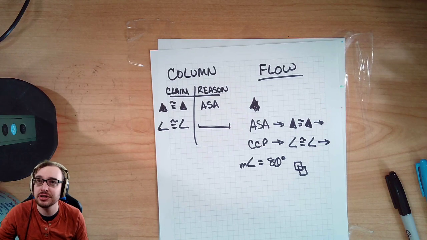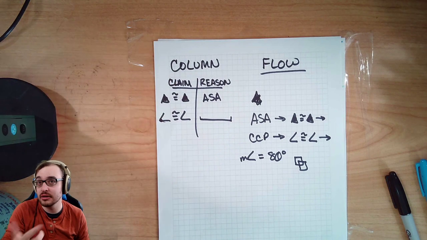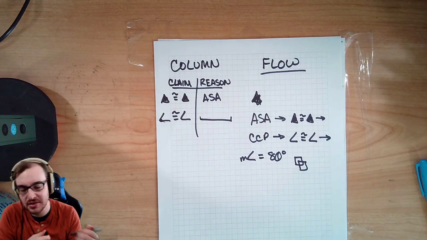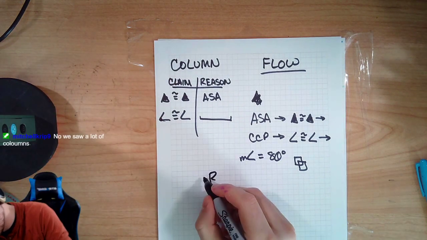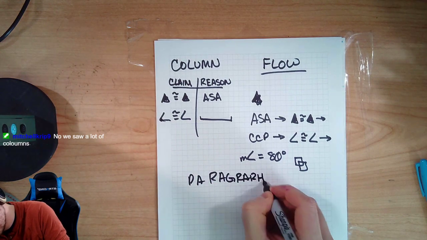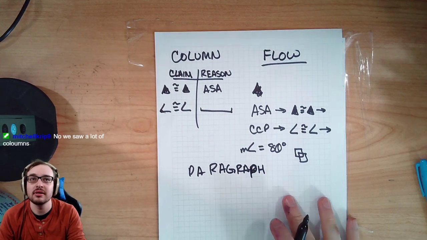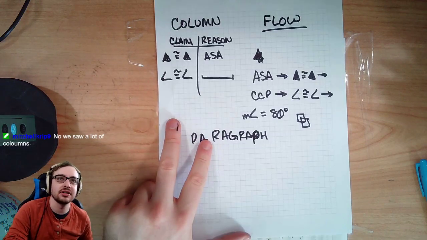I would much rather teach you the third method, which is basically just a column proof without the column. That's a paragraph proof. Everybody hates them until they realize that they're so much better. You saw a lot of columns. Yeah, that's typical geometry class. It's baby mode.